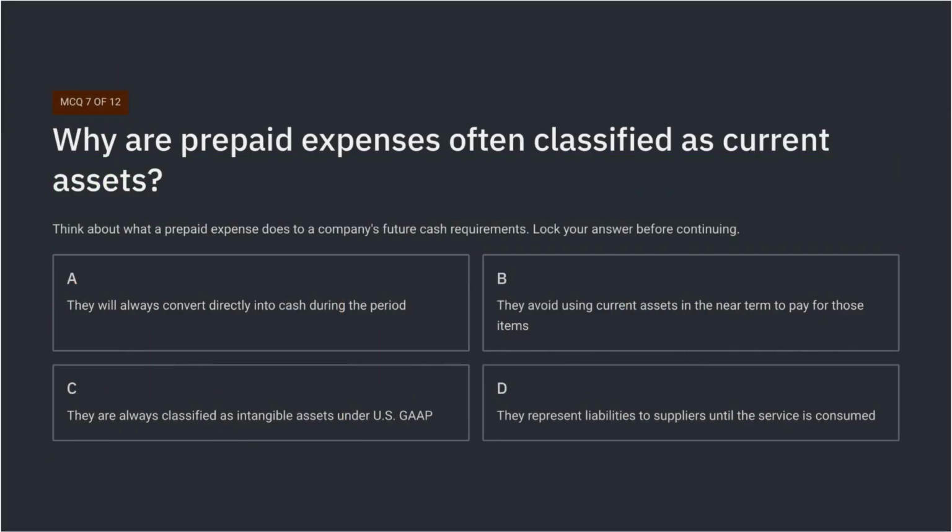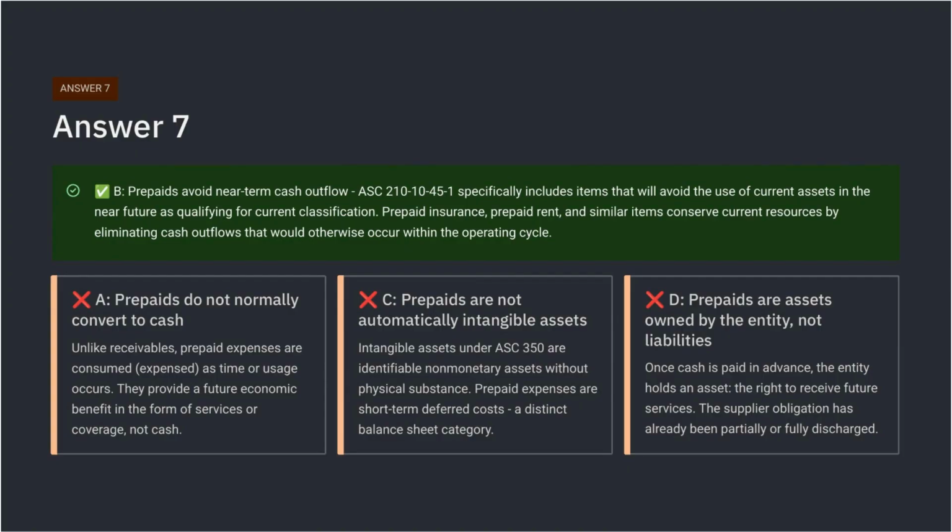Here is MCQ 7. Why are prepaid expenses often classified as current assets? This question is subtle. Prepaid expenses usually do not convert directly into cash like receivables. Instead, they provide future services or benefits and reduce the need to spend cash soon. Think about how a prepaid asset affects near-term liquidity and cash requirements. Choose your answer now. The correct answer is B.